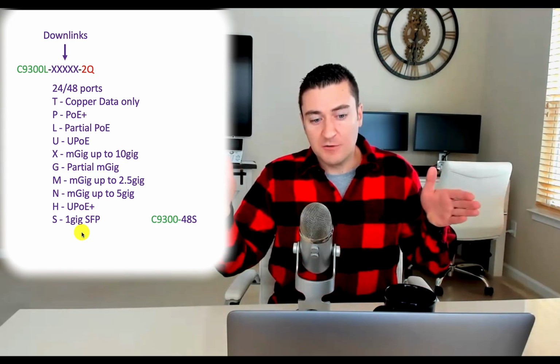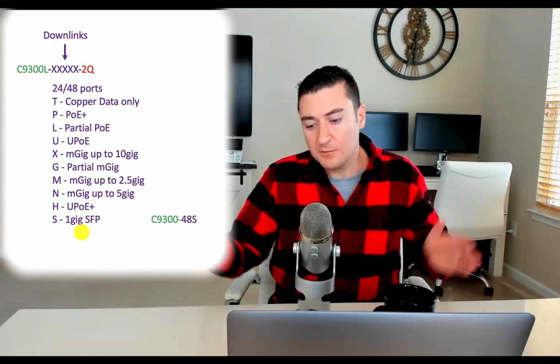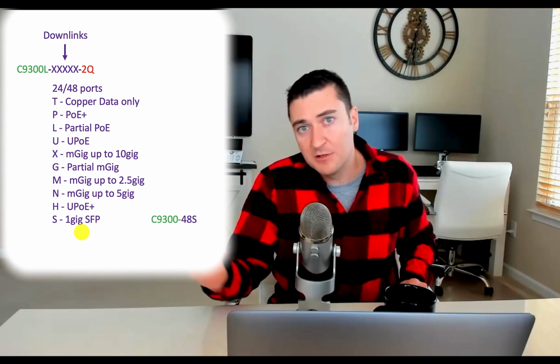S. We can take a look at this SKU here, 48S. This is basically 1 gig SFP ports. So there's gonna be 48 SFP ports on here that are capable of doing 1 gigabit per second. So you need to slide in an SFP module in every one of those ports for what you wanna do with it. Could be a copper SFP, could be a fiber SFP.